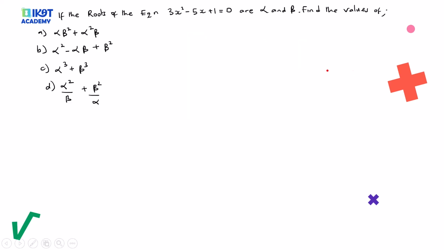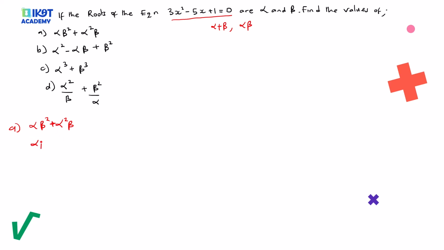Okay, now we have this. If the roots of the equation are alpha and beta, find the values of this. Now, as I said earlier, if you have an equation, you should be able to find the sum, and you should be able to find the product. But now they want us to find the values of this. So I'm just going to help us simplify it. Then you will substitute on your own and find the answer.